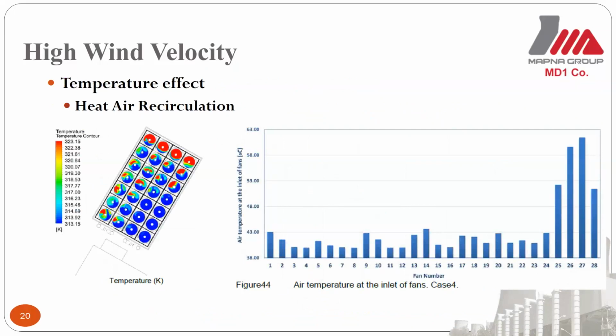This slide shows temperature contours at the fan inlet. As is very clear in this chart, the hot air recirculation happens extremely, especially to the fans which are exposed to wind. As you can see, these four fans, fan number 25 to 28 in this chart, have high air temperature at their inlets.